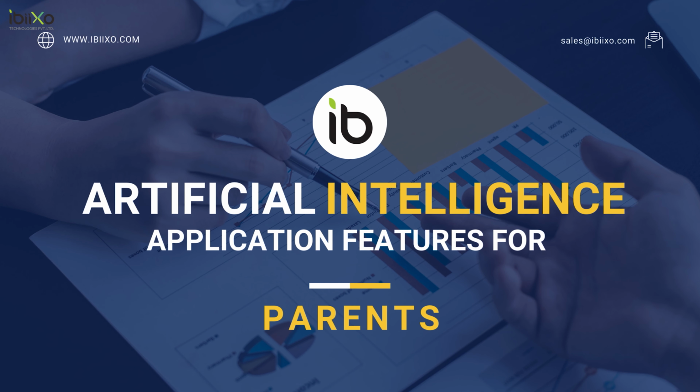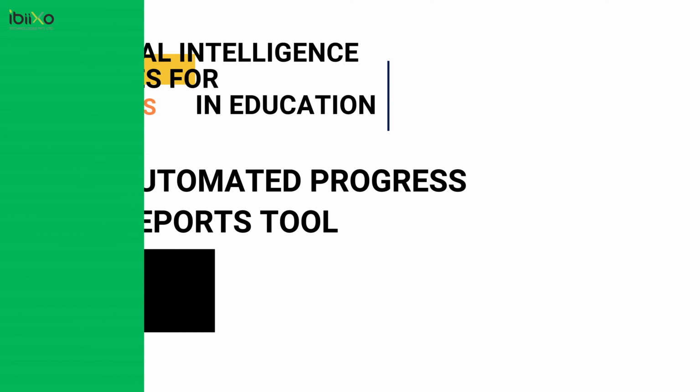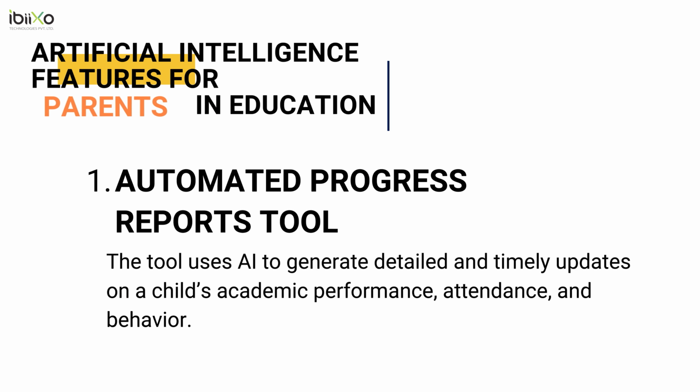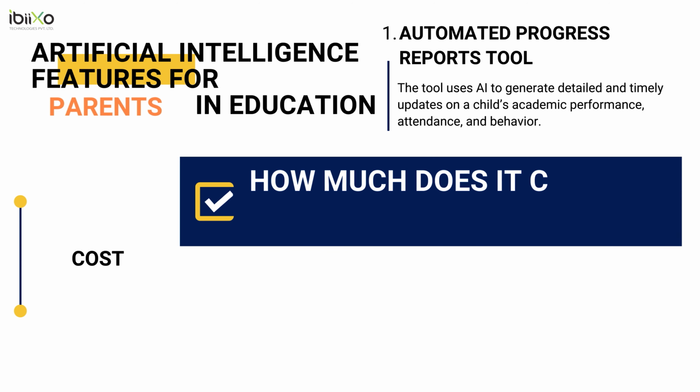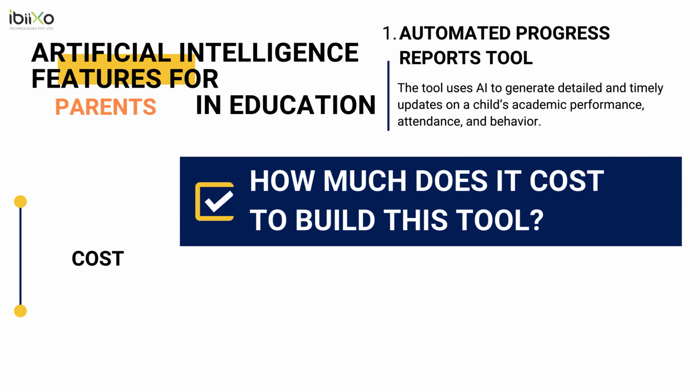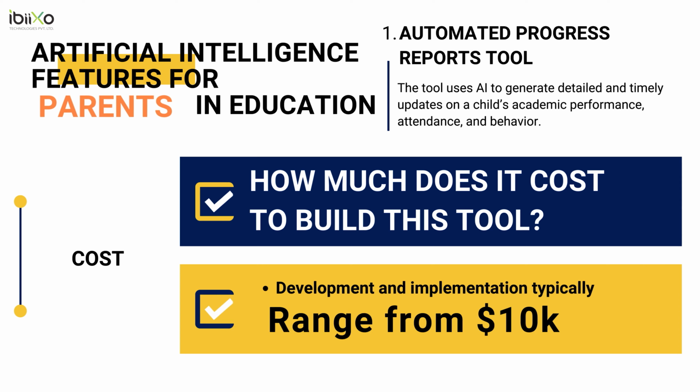Coming to the last section of the user type, that is parents. The first one for the parents is automated progress report tool. The tool basically uses AI to generate detailed and timely updates on a child's academic performance, attendance and behavior. And this can simply be pulled from the data with a really good algorithm. This is going to cost you around $10,000 based on the complexity.